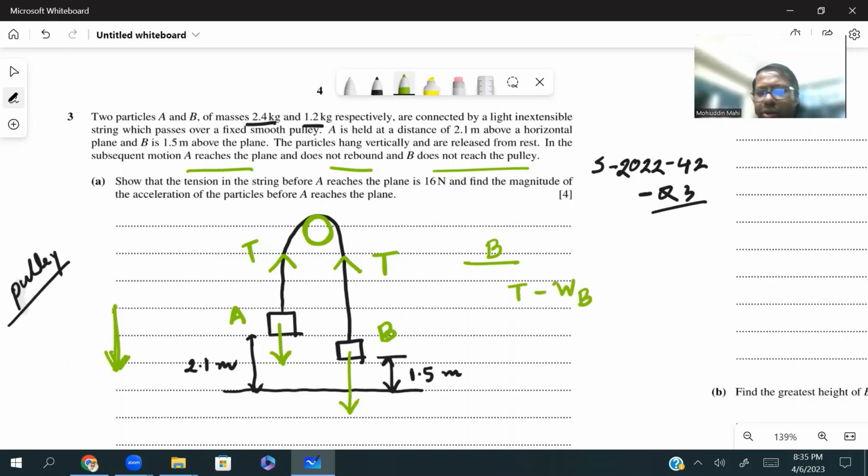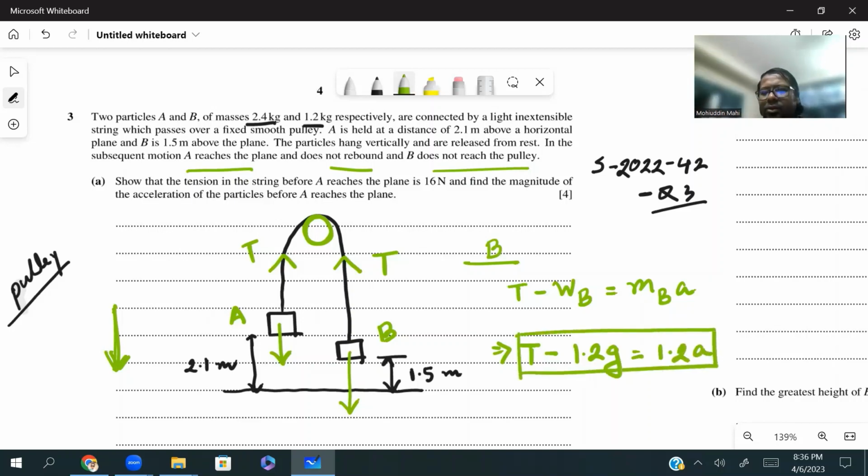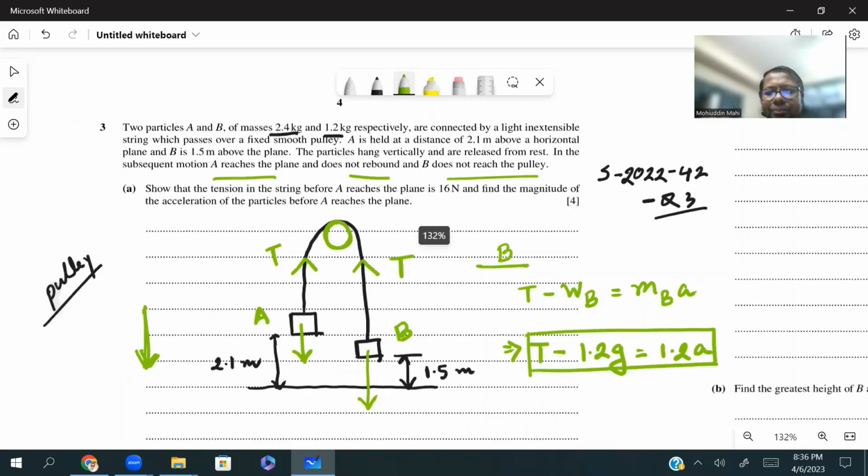The weight of B is comparatively smaller. Mass of B times acceleration a. You don't have to write it like this, you can directly write down the values. I'm writing it like this so that you can understand. All right, so T minus weight. The mass of B was 1.2 kg, and the mass has to be multiplied by g. So that's our first equation.